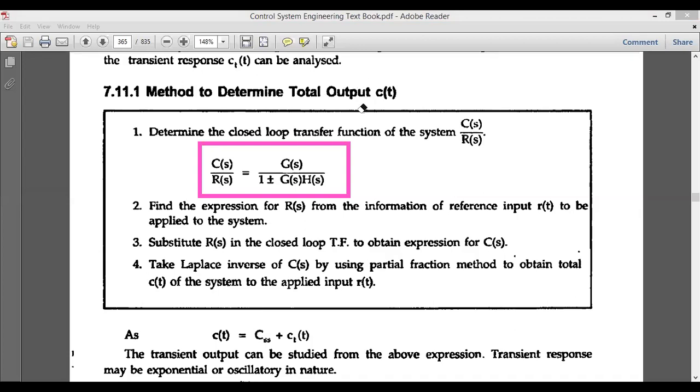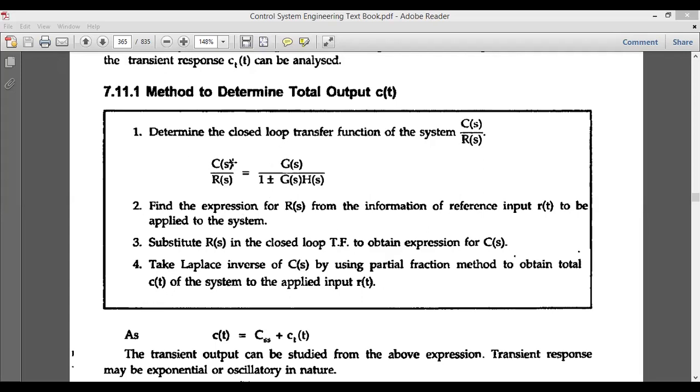Now, once you obtain the transfer function, you need to find the expression for R of s from the information of the reference input R of t to be applied to the system. So find the value of R of s. Once you obtain the value of R of s, you need to substitute this R of s into the transfer function. Once you substitute it in the given transfer function, which is in the Laplace domain, apply the inverse Laplace transform for this particular function so that you can obtain the value of C of s.